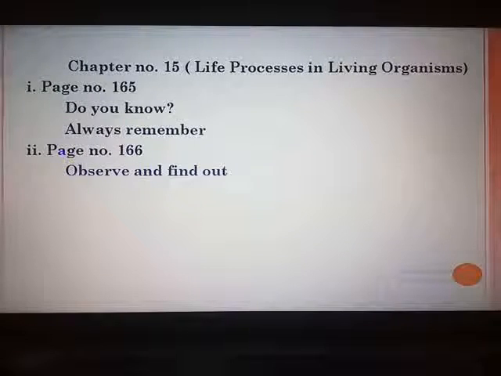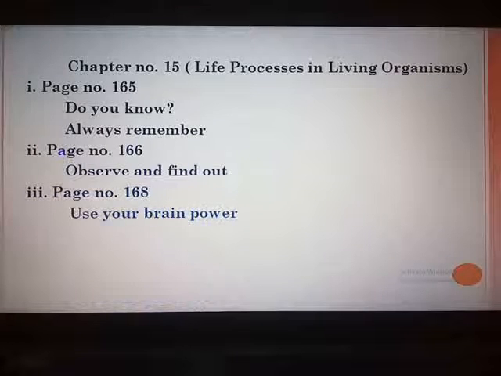Page number 167, no reduction. Page number 168, a small activity in the center of the page. Use your brain power, which includes 2 questions. Both the questions you remove. Below that you have about coordination and think about it, that you have to study.